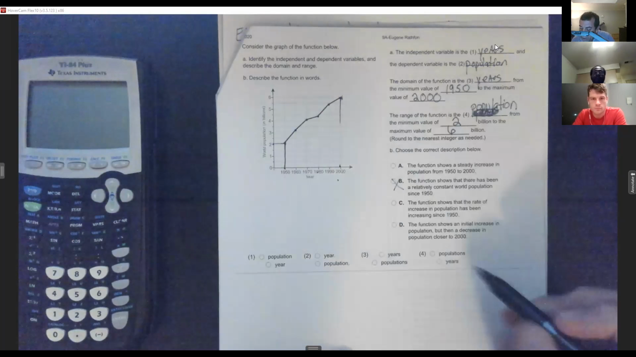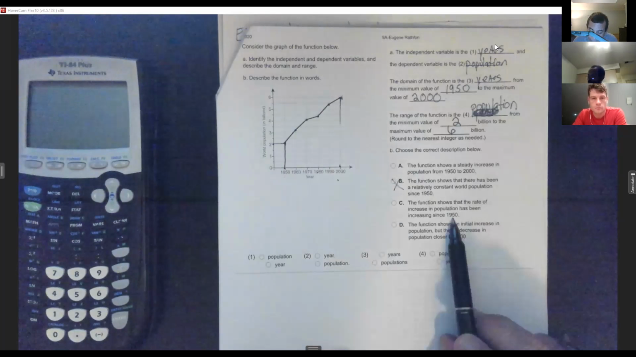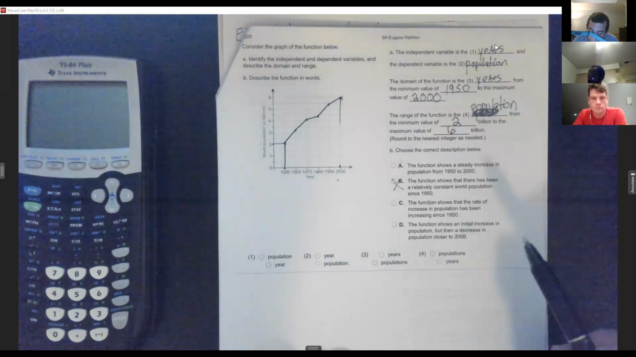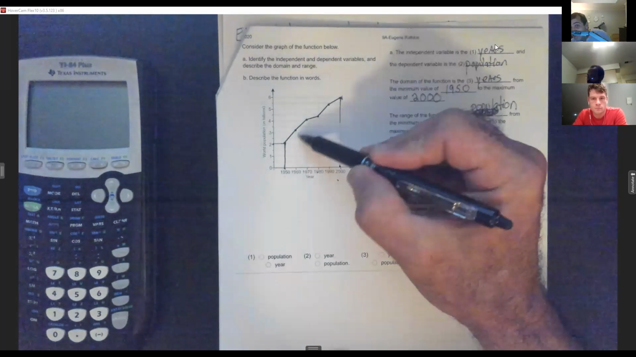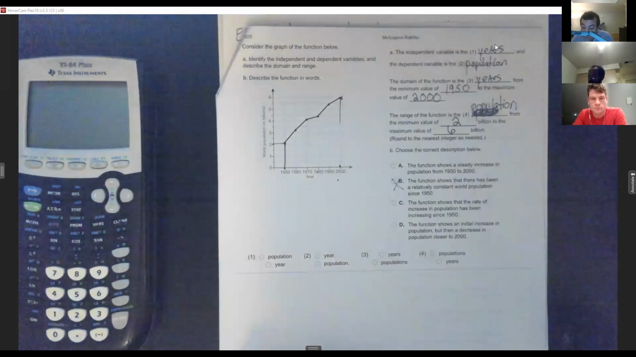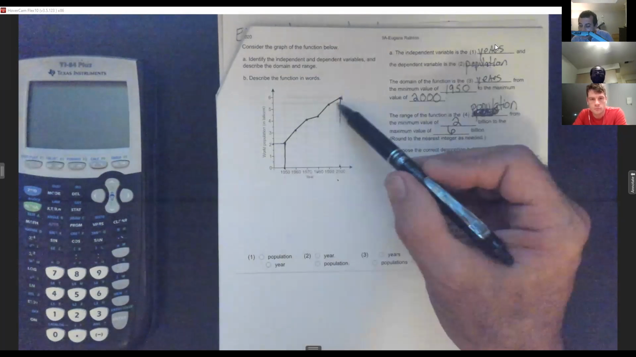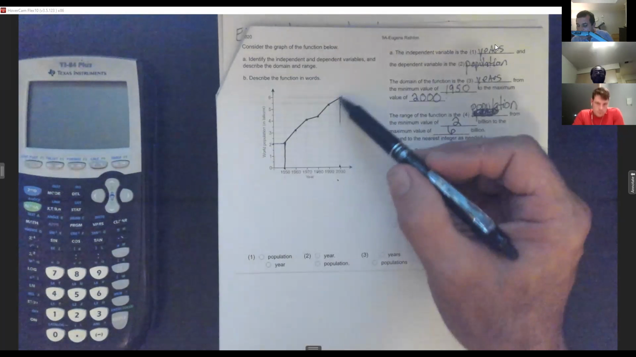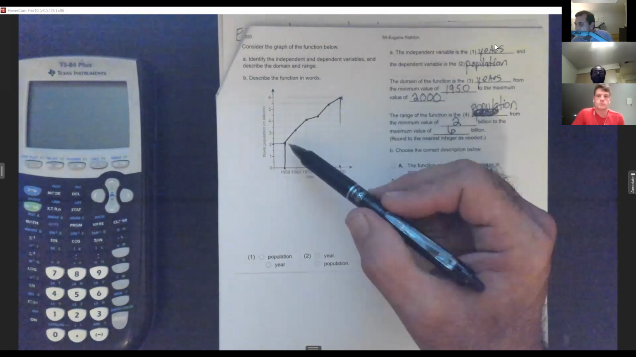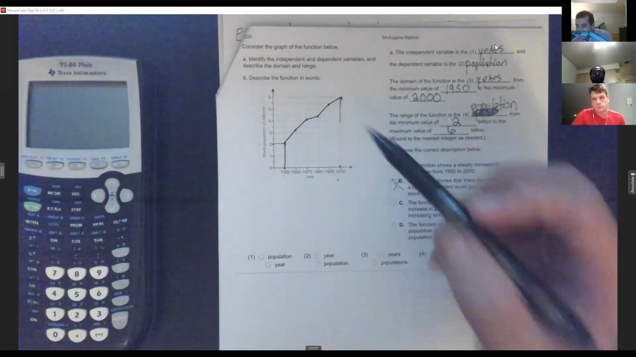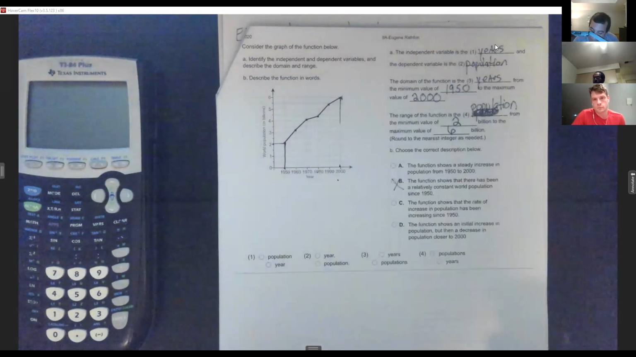The function shows that the rate of increase in population has been increasing since 1950. Well, no, that doesn't look like it's going up really drastically to me, does it? Actually, it looks like a pretty steady increase, right? It's almost a straight line, and anytime something makes a straight line, that means it's pretty steady, okay? So it isn't that.